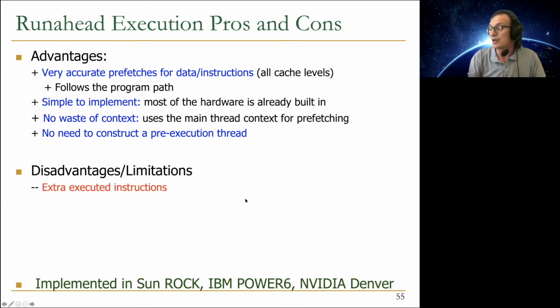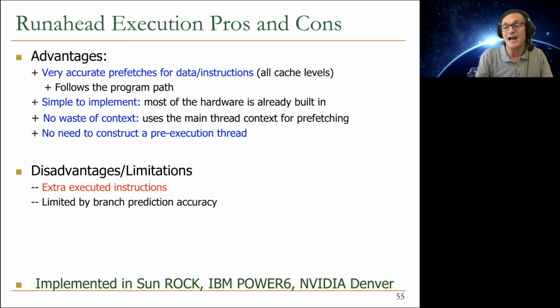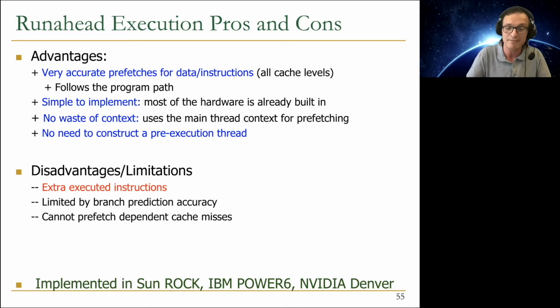So clearly, you execute extra instructions. Instead of stalling, you're executing instructions. If this is useful, that may be good. But if it's not useful, then you have a problem. You're increasing energy. You're limited by branch prediction accuracy because you're following the program path when you're doing prefetching. If your branch predictor is not good enough, you're limited. That's true for any large instruction window machine, actually.